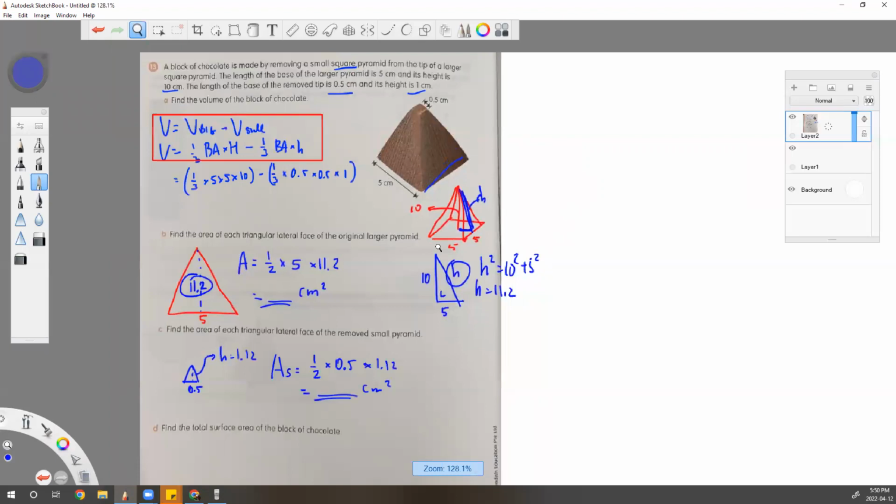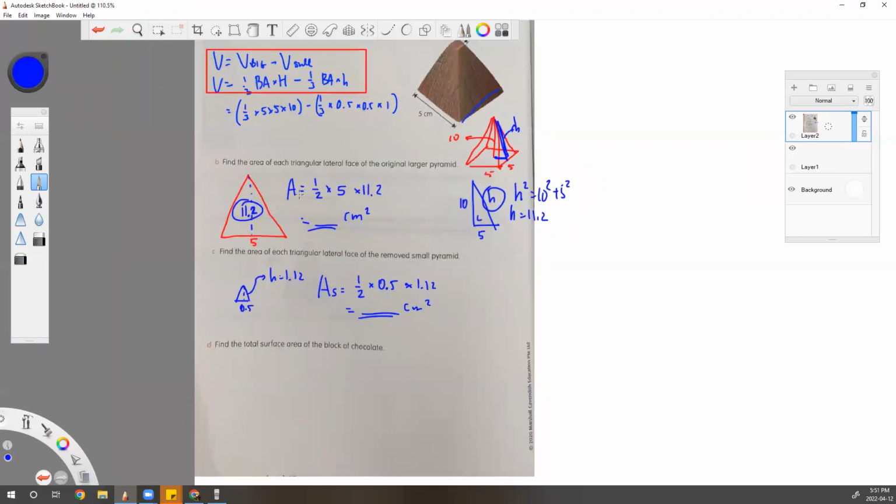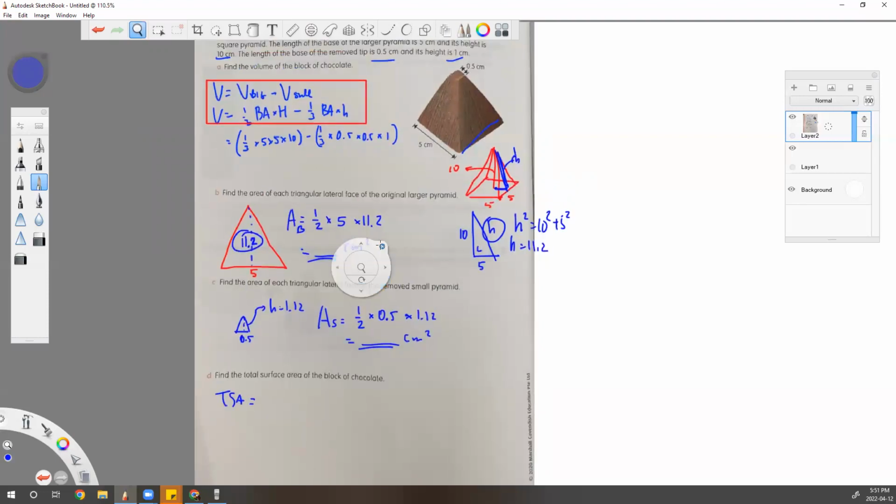Now how do you calculate the total surface area of the box of the chocolate? So the total surface area is this upper square, which is 0.5 on side. So 0.5 times 0.5 for the upper square, plus the lower square, plus four of the trapezoid, found by subtracting the smaller triangle from the bigger triangle.